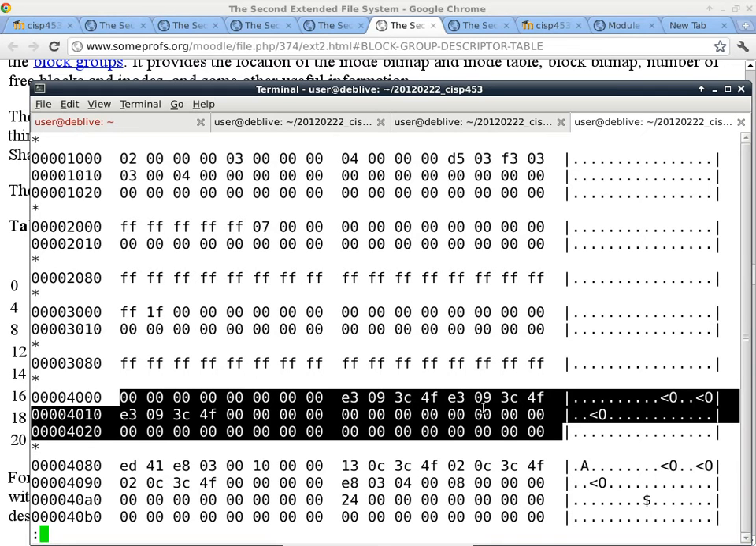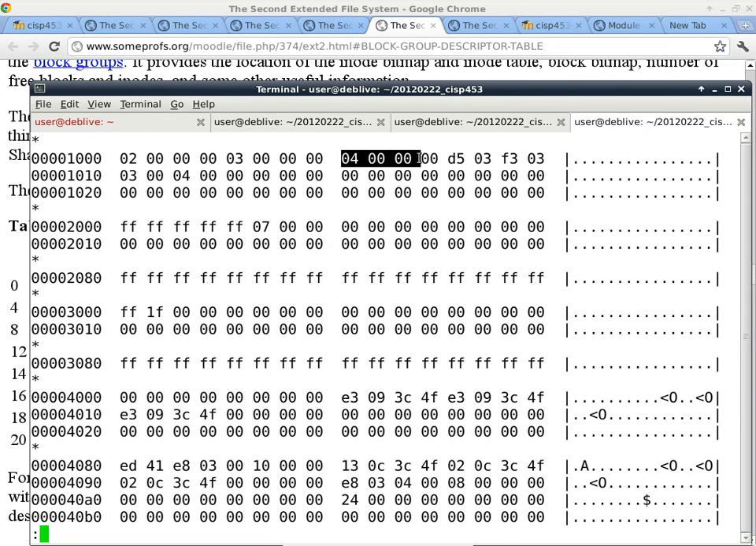Was the inode table value actually 4 up there? Which portion are we looking at? The 4 is this 4 here, and it is literally 4. It's a 32-bit value representing the value 4. Okay. And then because our block size is 1000 hex, 4 times 1000 in hex is 4000 hex. That's okay, right? I'm with you.